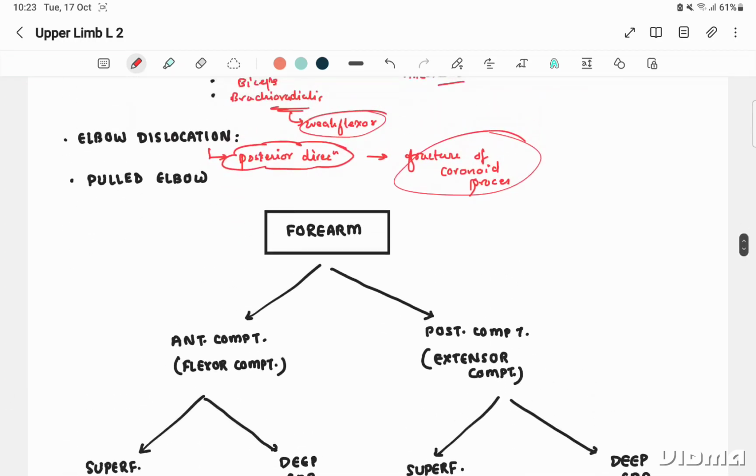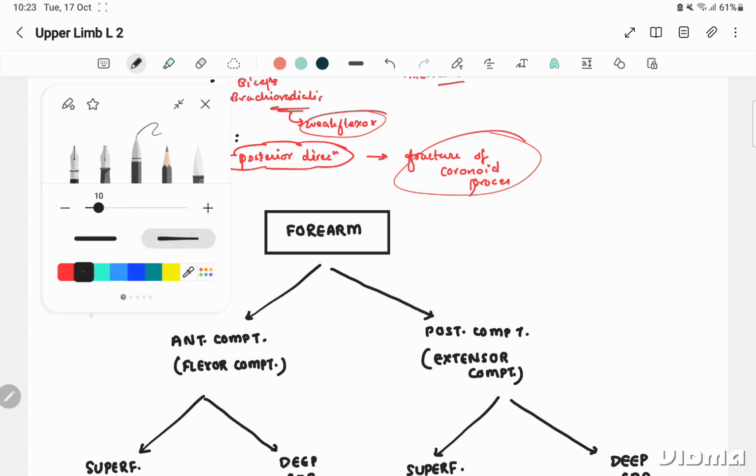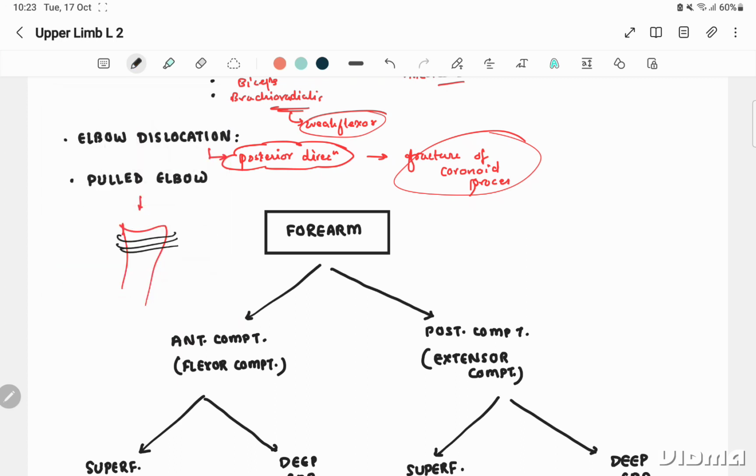Then we have a condition called pulled elbow. It generally occurs in children because the head of radius is not yet developed much. So the annular ligament, this is the head of the radius, the annular ligament will be loose here because there is not commonly dislocated.